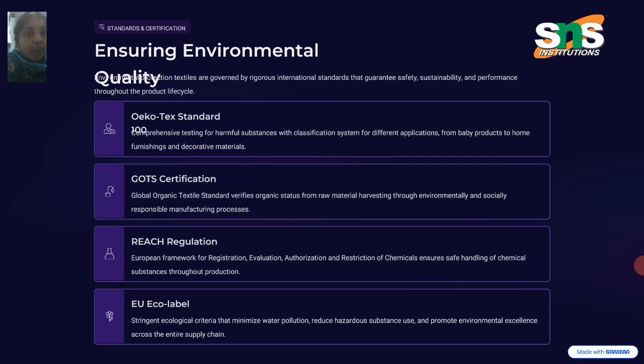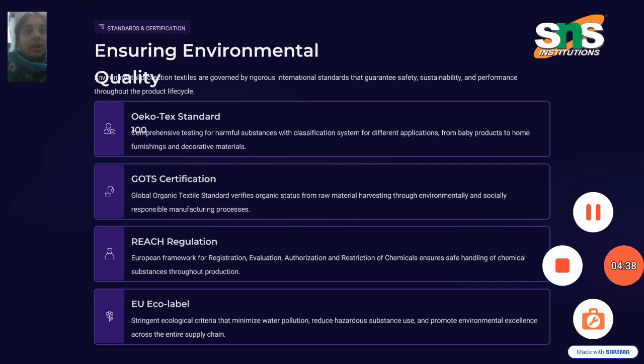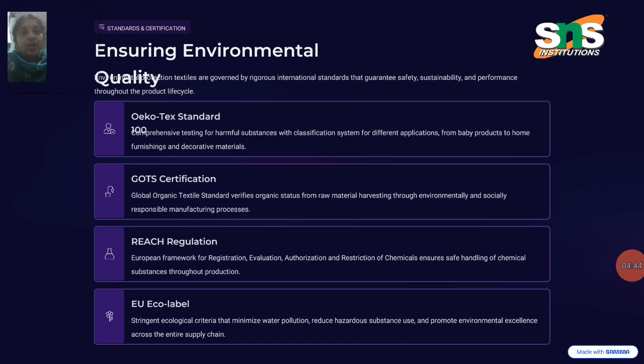Ensuring the environmental quality, the textiles are governed by rigorous international standards that guarantee the safety, sustainability and performance throughout the production life cycle. Oekotech Standard 100. So, there are some standards also in the Oekotech, so as to give proper products. Oekotech Standard 100.